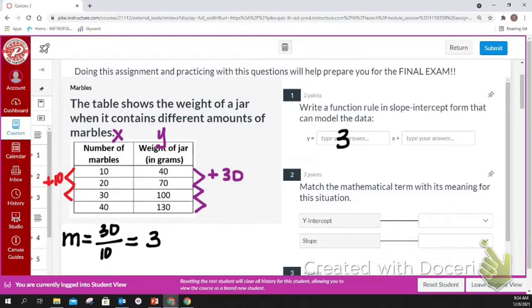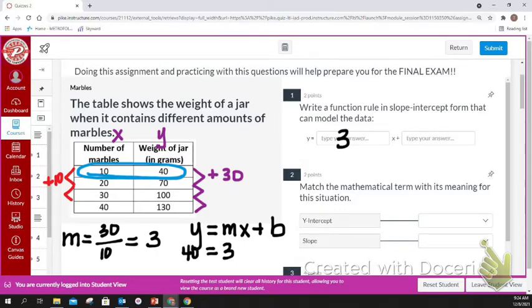To find your y-intercept, we are going to use the equation y equals mx plus b. So if I know that the slope is 3, I'm going to choose a point. And I think it's easier to just use the first point. So in that first point, y equals 40 and x equals 10. So let's solve this equation for b. So 40 equals 3 times 10 plus b.